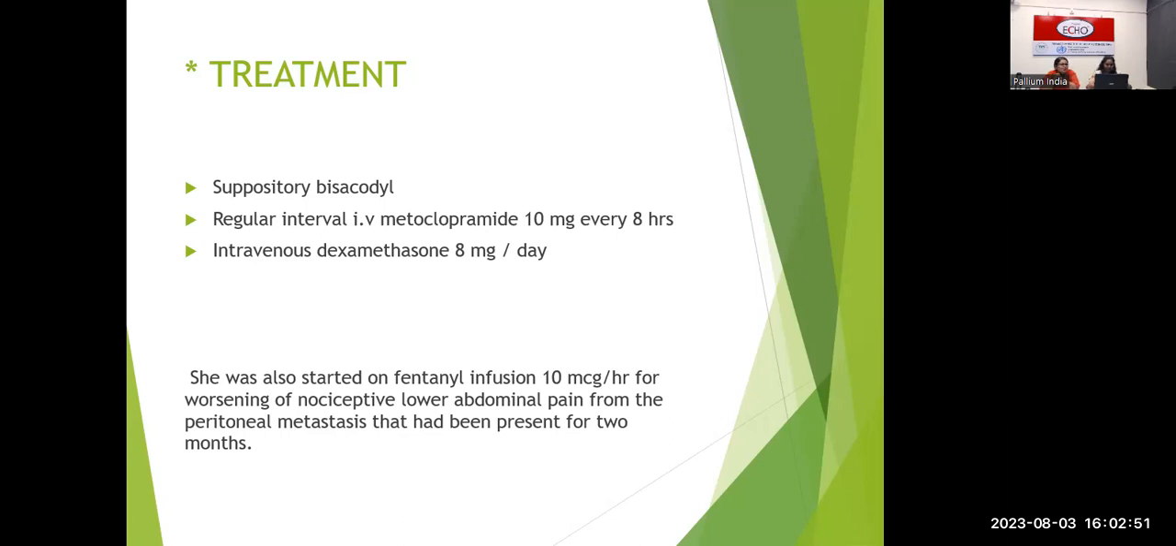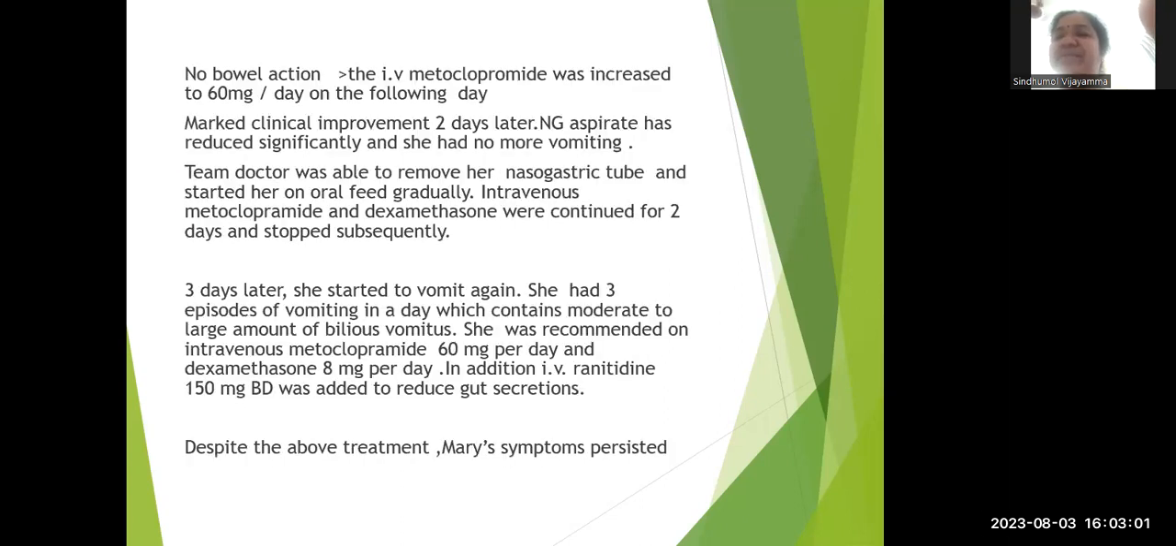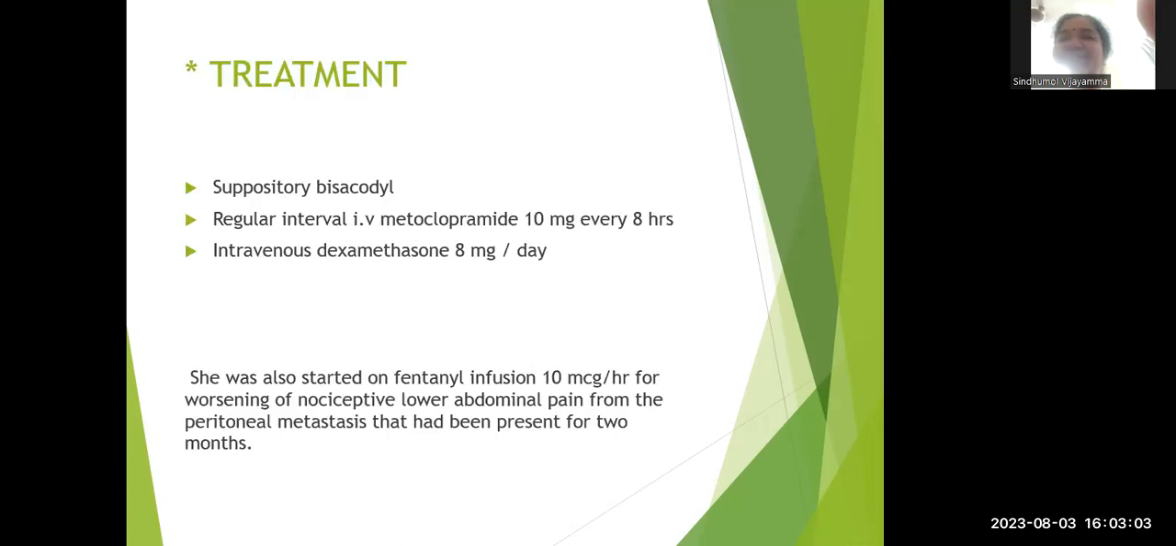Yes, Sister Sindhu Mol, I think you want to say something. Regular interval metoclopramide is... Do you think giving a suppository will help this patient? No, it's not going to help her. So this prescription is wrong. There is no point in giving a suppository for this patient. You have to do a rectal examination.